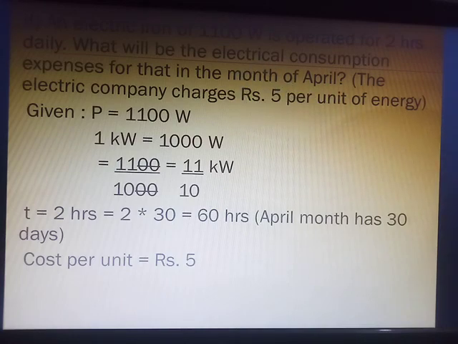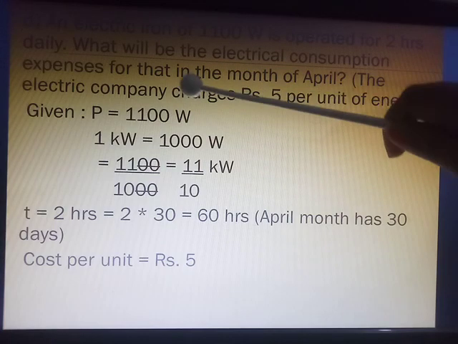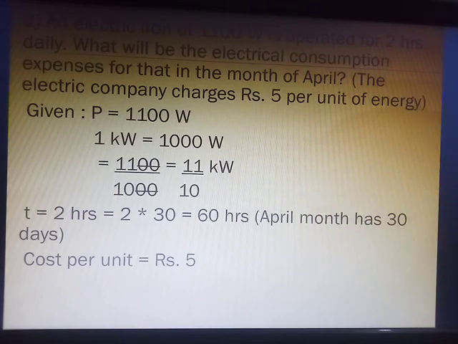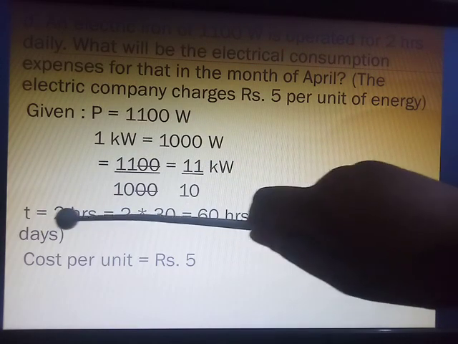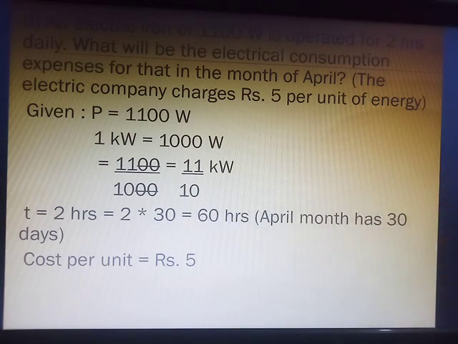This all is our given part, and we have done the necessary conversions, calculations in the given part. Power, which is in watt, we have converted into kilowatt by showing our conversion. Time, we have calculated total time for the month of April, that is 60 hours, and cost per unit we have mentioned. Now we go to the working of the sum.